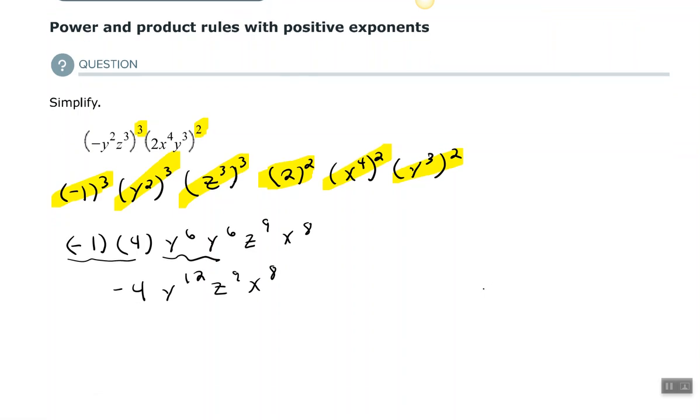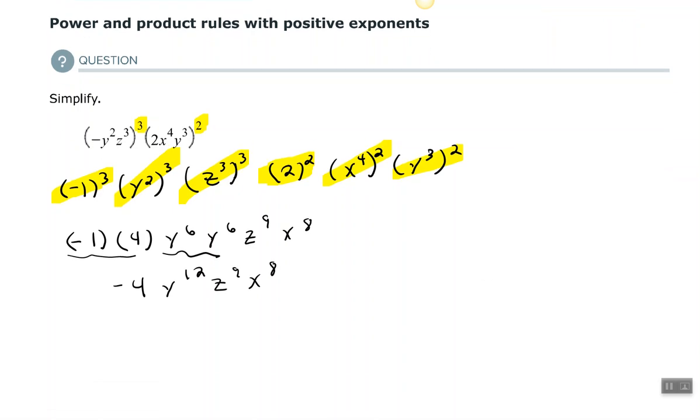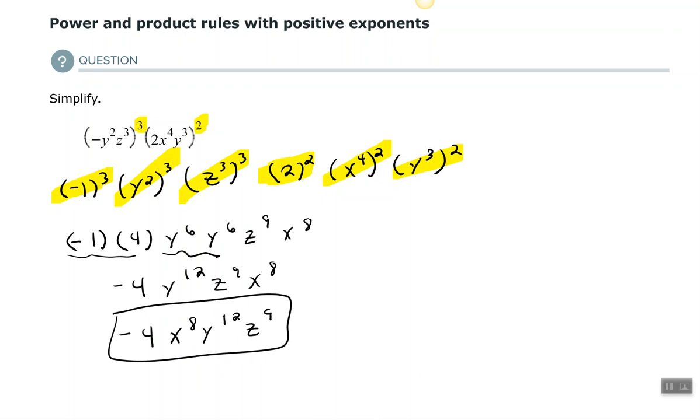Now, normally we write these in alphabetical order within the terms, so I'm just going to rewrite that. The answer would be correct either way. You could leave it like it is, but most of the time, the preferred form is alphabetical order when we have more than one variable within a term.